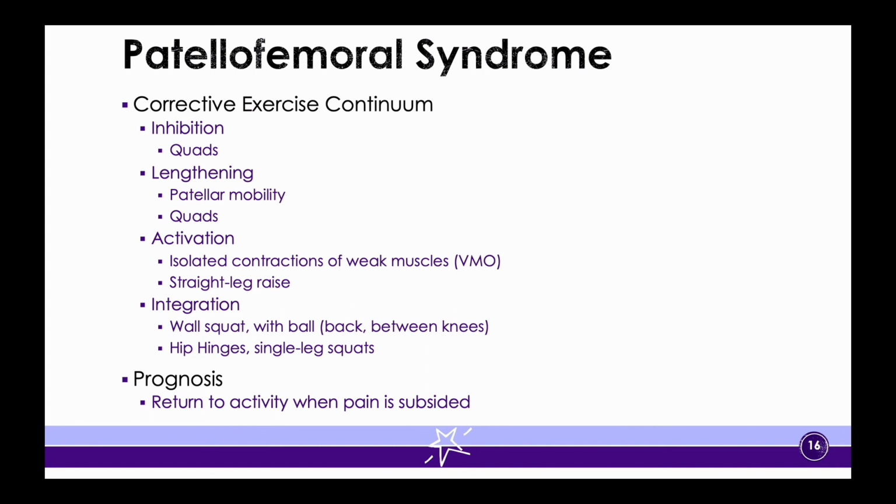As far as prognosis goes, we can have them return back to full activity whenever the pain is subsided. So just depending on how inflamed the area is and how much damage is being done, or how long it takes for us to rehabilitate those weaker muscles and get them functioning in a stronger capacity to put that patella back on the correct track for movement.